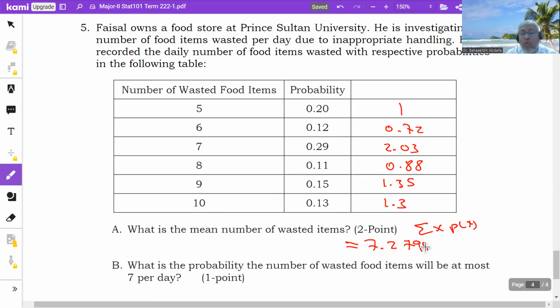1, 0.72, 2.03, 0.88, and 1.35, and 1.3. The answer is 7.28. So 7.28, all of this.